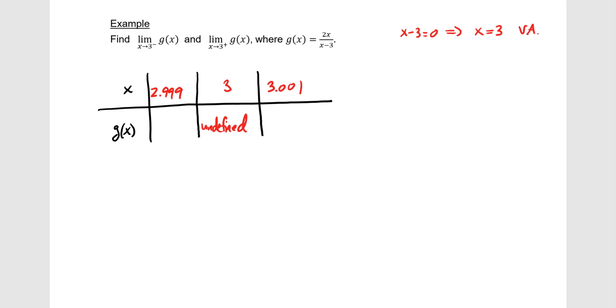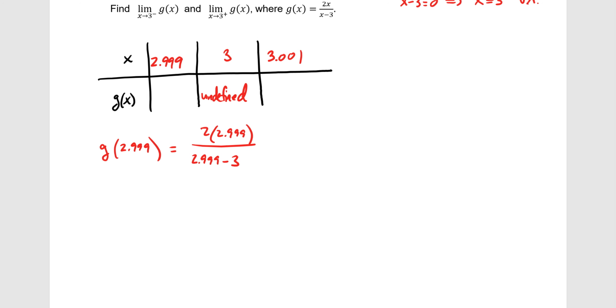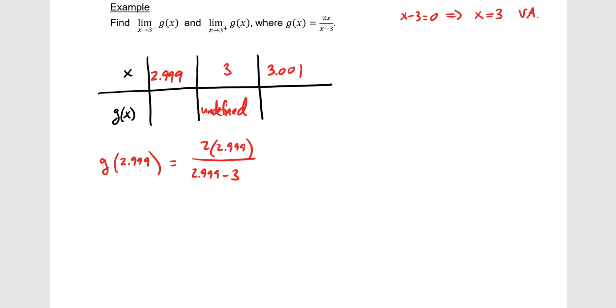So g of 2.999 is going to be 2 times 2.999 over 2.999 minus 3. So another shortcut here is we don't actually have to evaluate it. We can just think this in our heads. This answer is going to be negative, right? It's going to be negative because the numerator is positive, but this denominator is negative. Positive divided by a negative is negative. So we know that that's negative.